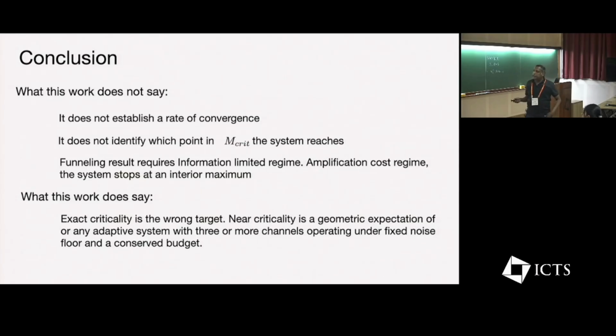What this work does say is that exact criticality is the wrong target. Near criticality is a geometric expectation of any adaptive system with 3 or more channels operating under fixed noise floor and conserved budget. Thank you very much.